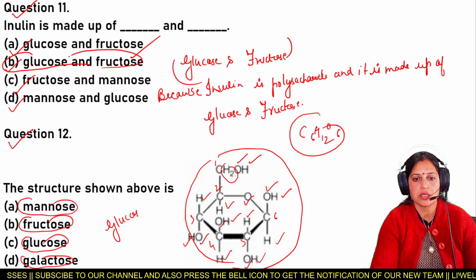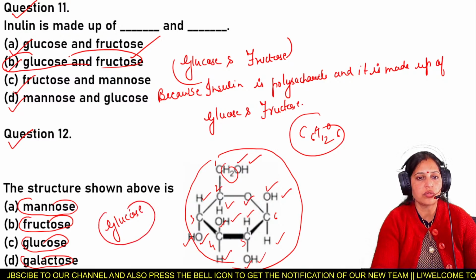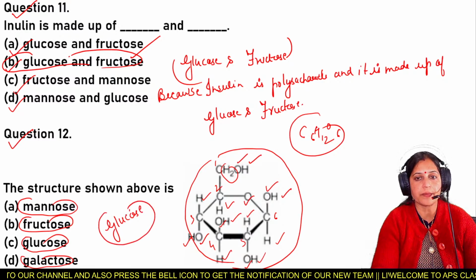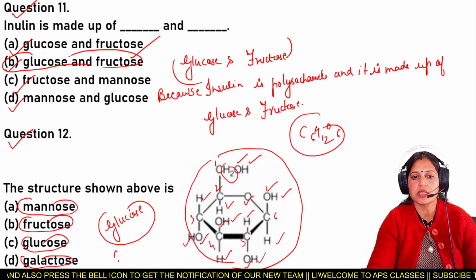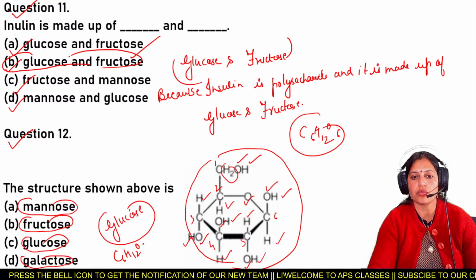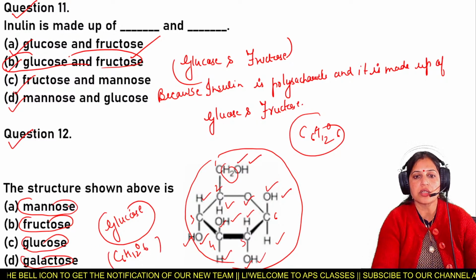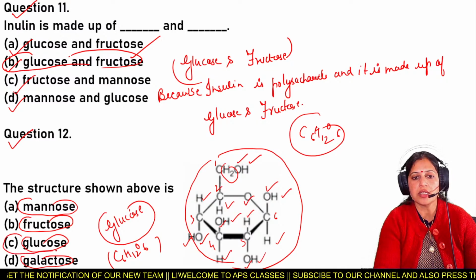So here this is the structure of glucose, and it is your question number 12. This is the structure of glucose and the formula of glucose is C6H12O6. So the structure shown above is glucose. So here this is the right answer.